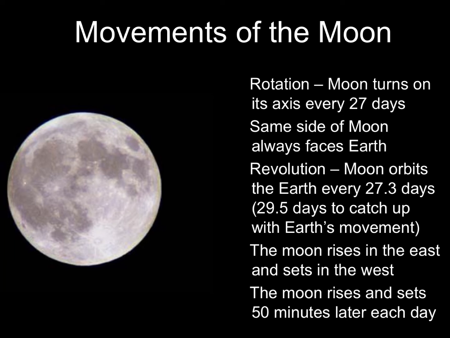You don't need to memorize these exact numbers, but notice that each one of them is about a month. In fact, the word month used to be spelled M-O-O-N-T-H. The whole cycle of the moon takes about a month.